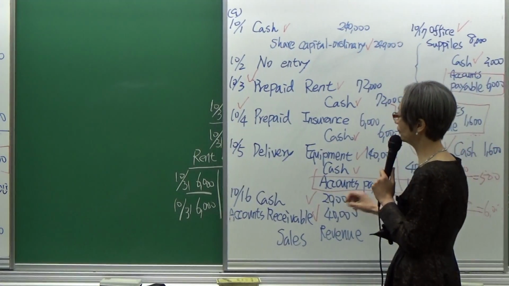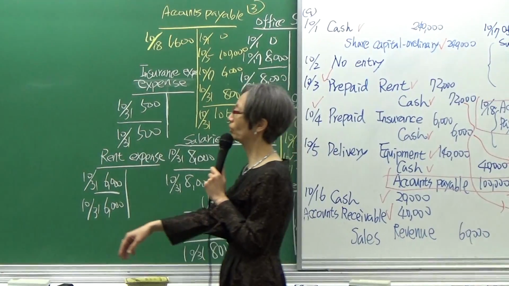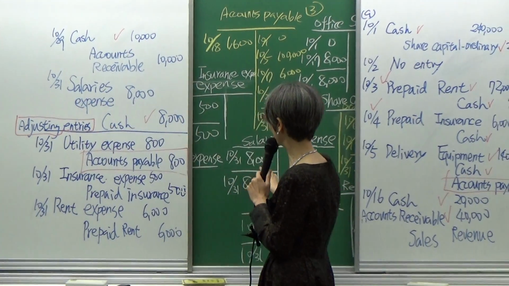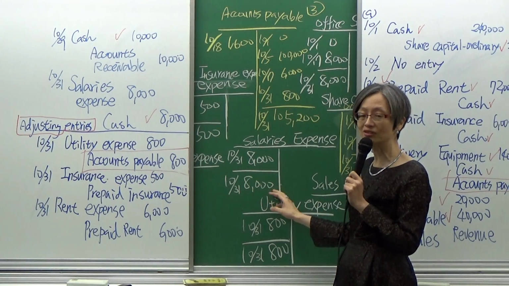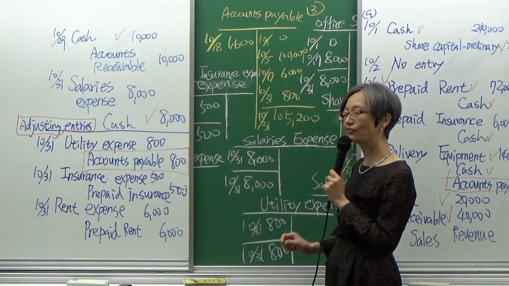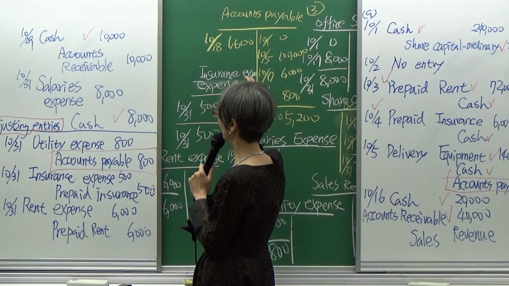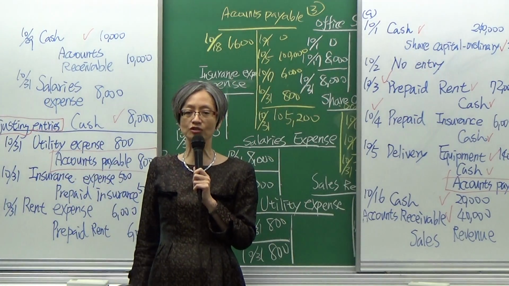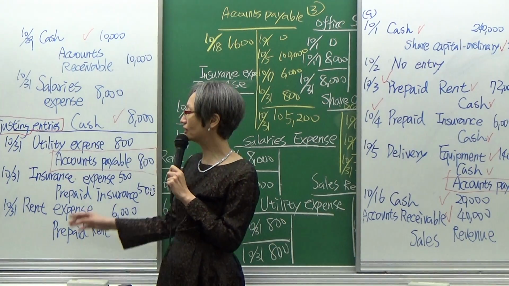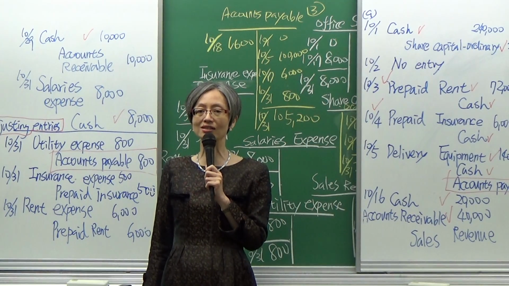Next, do we have expense items in this question? Yes. First, we have what items? We have service expense, and we make the T account over here. On October 31st, we debit service expense by $8,000. The final balance will be debit side $8,000. Next, we have a utility expense of $800. So the final balance of utility expense is a debit balance of $800. And third, we have insurance expense. We debit insurance expense for $500 on October 31st. The final balance is a debit balance of $500. Next, the rent expense is $6,000, so the rent expense ending balance is a debit balance of $6,000. Thank you.